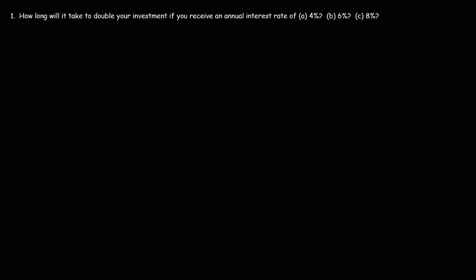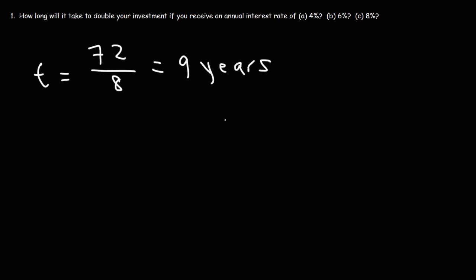Now what if the interest rate is 8%? Using the rule of 72, it's going to be 72 divided by 8, which is 9. So it's going to take 9 years to double if we're receiving an annual interest of 8%.